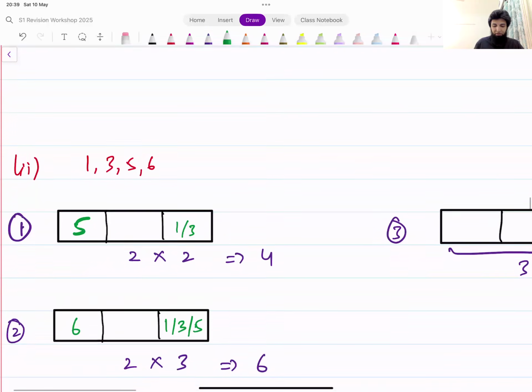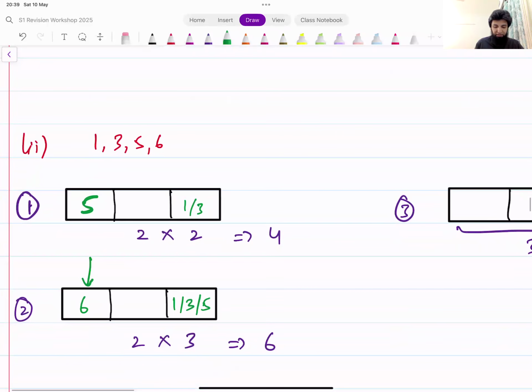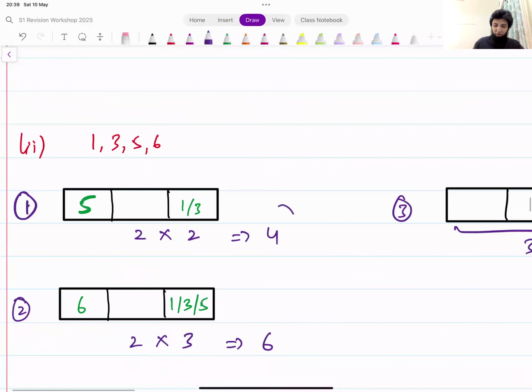The second case would be that the first digit is a 6. In that case, the last digit could either be a 1 or a 3 or a 5. So that means in this place, we have 3 options. And then we have 2 left for the middle box. That's 2 into 3. That becomes 6. These are 2 possible cases.